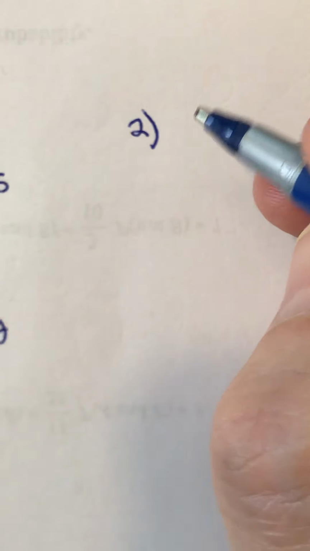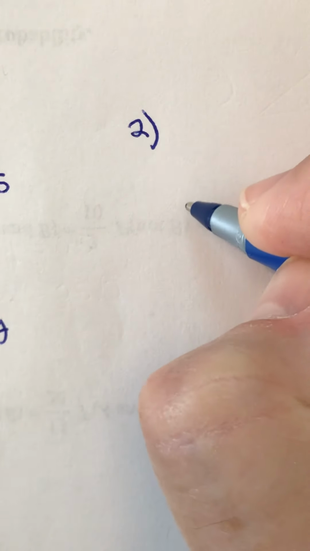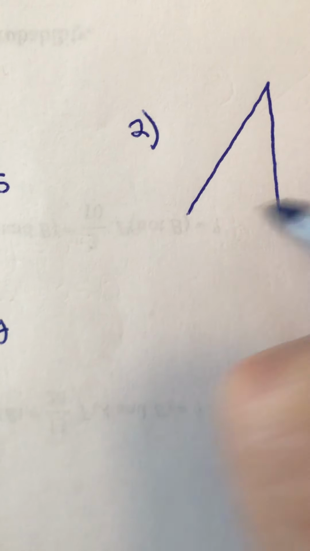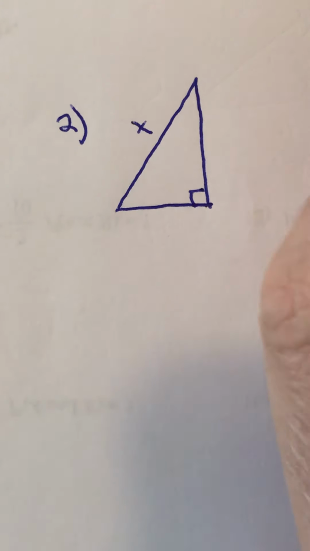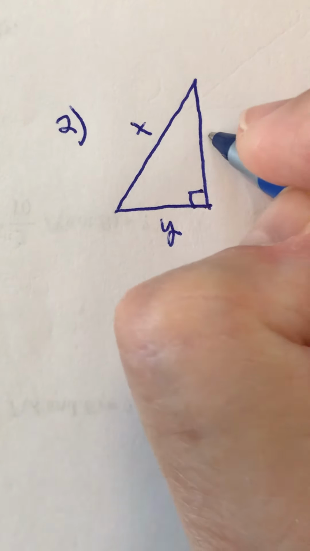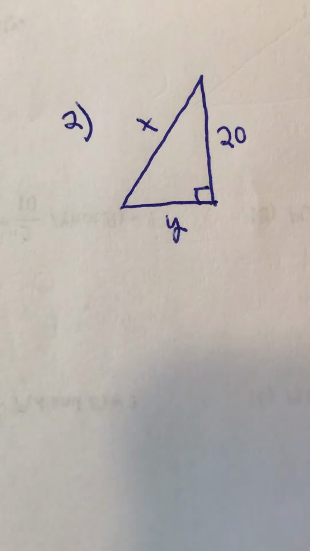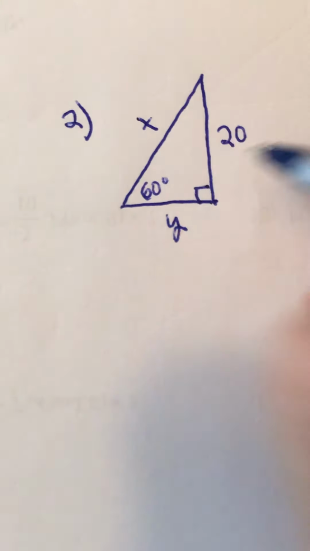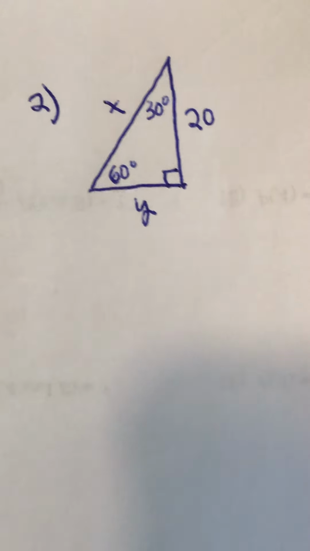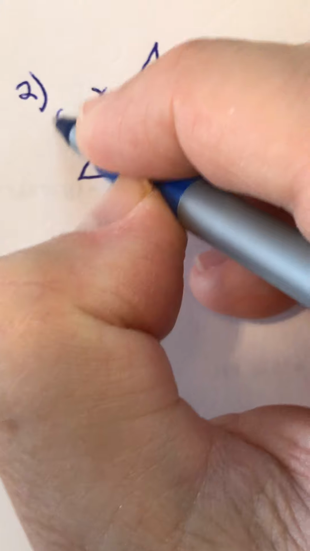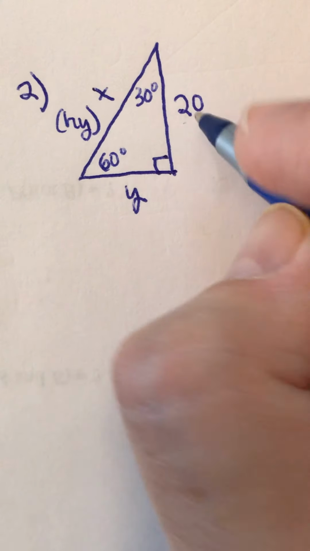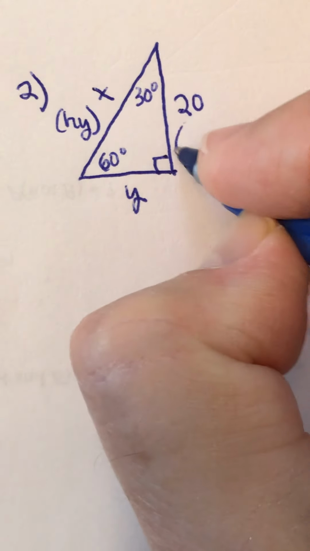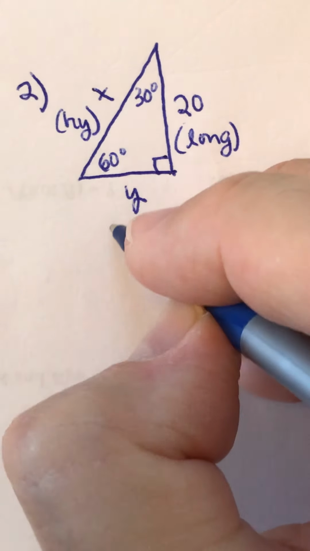And now another problem would be a 30, 60, 90 problem. So suppose we have this triangle. And I'm going to label it. In this problem, I'm going to label this x, this y, and in this case, this side is given here as 20. Now, this is also given as 60 degrees, and this then must be 30. But I'm also going to label it a different way. I'm also going to label this the hypotenuse. And because this 20 is across from the 60 degree, or the larger of these two angles, I'm going to call this my long leg. So this one then must be my short leg.